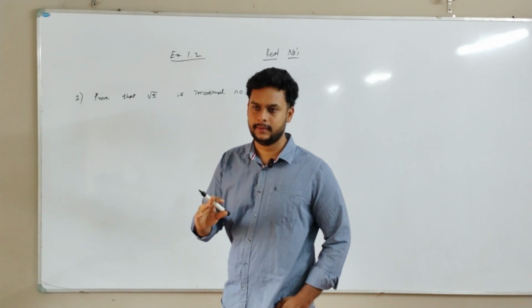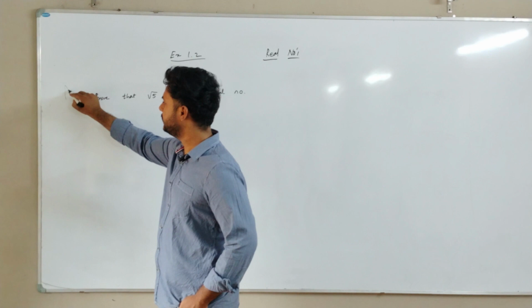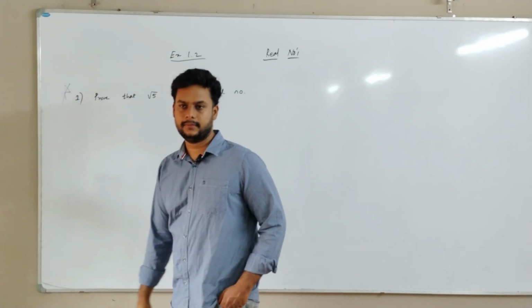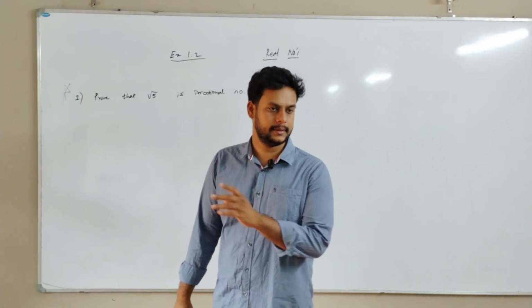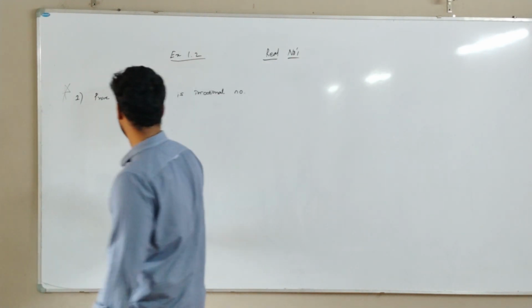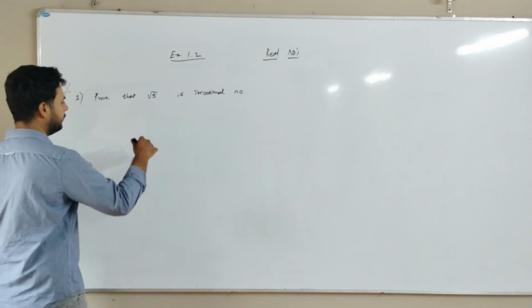So this is the most important question out of this chapter. If you leave this and go, then consider that you have not done this chapter at all. This is the most important question. Okay. So to prove root 5 irrational, I will make it ulta.